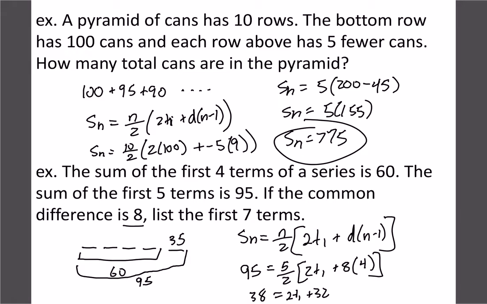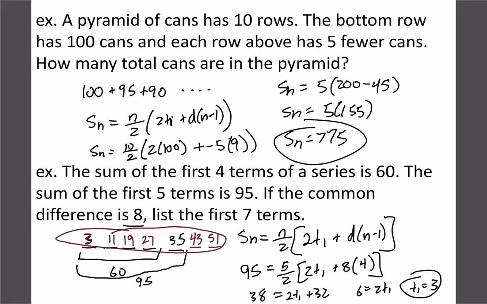So let's subtract the 32. So we get 6 equals 2t1. So that means t1 equals 3. If we know that term 1 is 3, and our common difference is 8, we should be able to fill in all of our numbers. Let's use a different color here. So we'd have 3 plus 8 is 11, plus 8 again is 19, plus 8 again is 27, plus 8 is 35, so we know we got it right. And we want 7 terms, so let's just do 2 more. 35 plus 8 is 43, plus 8 again would be 51. So there's our 7 terms that they're asking for.